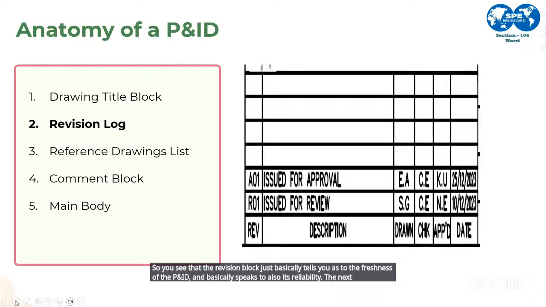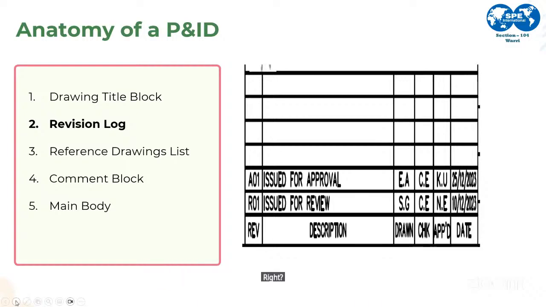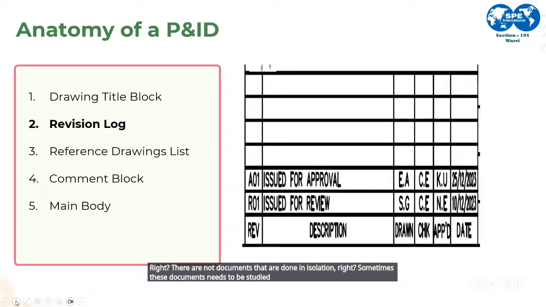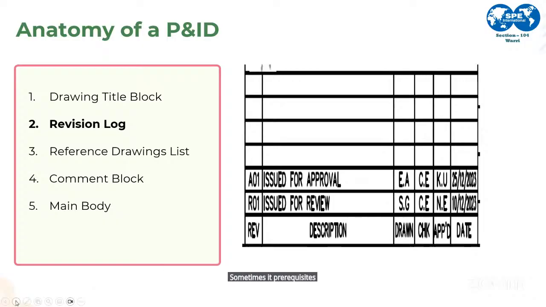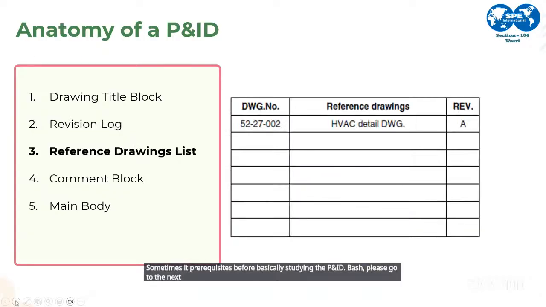The next slide speaks to the reference drawings, because PNIDs refer to other documents, right? They are not documents that are done in isolation. Sometimes these documents need to be studied. So I'm speaking to the reference drawing list. Studying the reference list is sometimes a prerequisite before studying the PNID. From here, you're able to see, for example, this is referencing the HVAC detailed drawing, and you're able to pick that up and get an understanding. It provides more details as well.